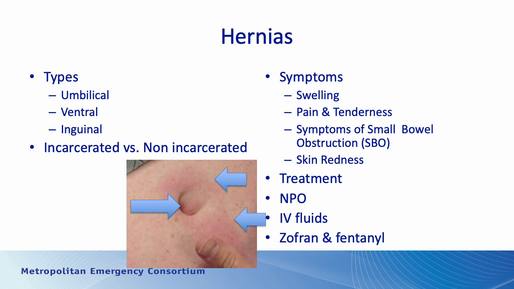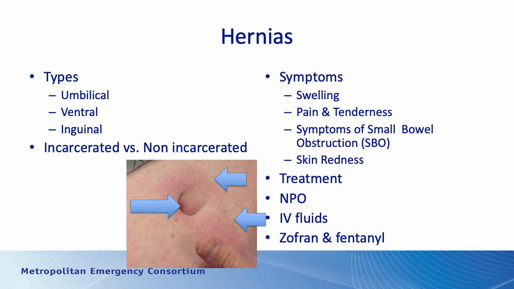If you look at the picture, the arrow on the left is pointing out a belly button hernia. And if you look at the other two blue arrows, you see some redness of the skin. That suggests that the patient has an incarcerated umbilical hernia. So there's gut trapped in the hernia. It's not perfusing well. There's associated inflammation. What kind of symptoms are these patients going to have? They're going to have swelling. They're going to have pain and tenderness. They may have symptoms of a small bowel obstruction if it's incarcerated. And again, they may have skin redness if it's incarcerated.